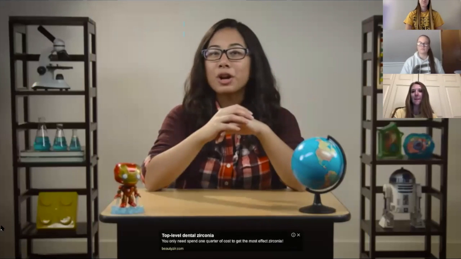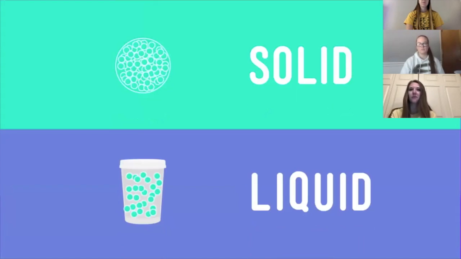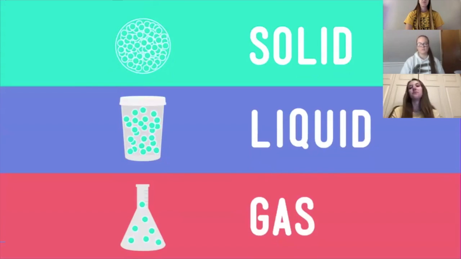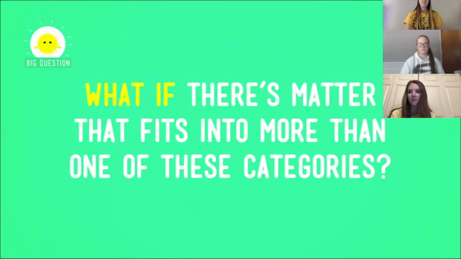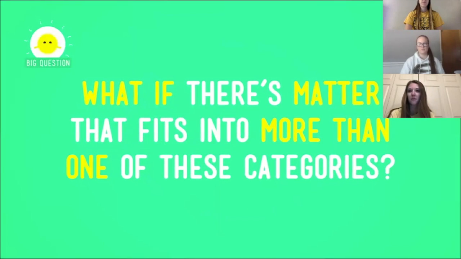You know what we haven't talked about in a while? Things that matter, like mass and materials and particles. I guess what I mean is things that have to do with matter. We've already talked a lot about the different states of matter. You know, some matter comes in the form of a solid, others in a liquid, and still others in a gas. But are you ready for a question that will bend your brain a little? What if there's matter that fits into more than one of these categories?